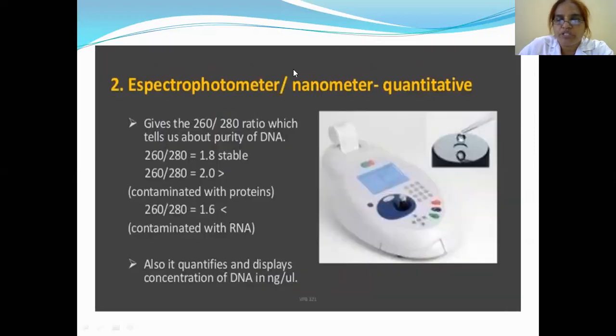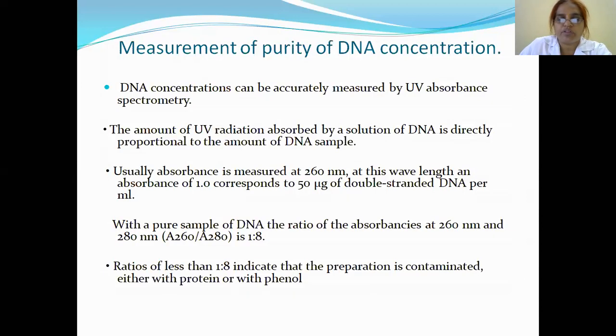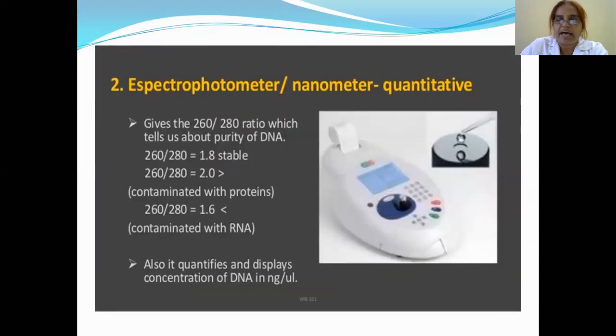So this is at 260 nanometers. The normal value of DNA in the spectrophotometer is between 1 and 50 micrograms, that is 1 to 50 micrograms per ml in UV absorbance. But this is the nanometer.